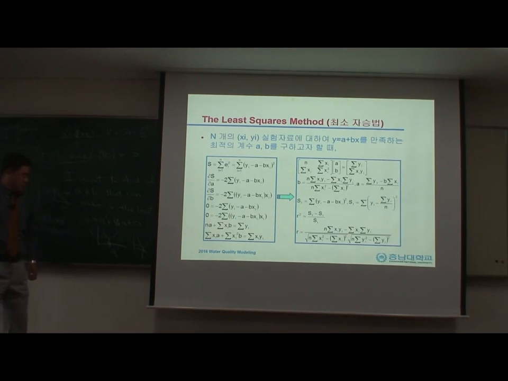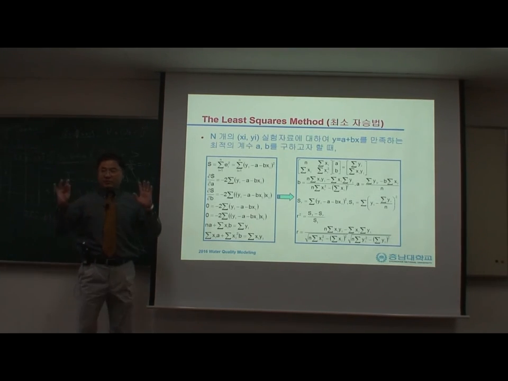Let's go back to this equation. What is this point? This is a vertex, 꼭지점, right? If I differentiate here, the slope changes from minus to plus. That has to go through zero, right? So if you find the A that makes dS/dA zero, then that's your A. Again, if you find the B where dS/dB equals zero, then that's your B.